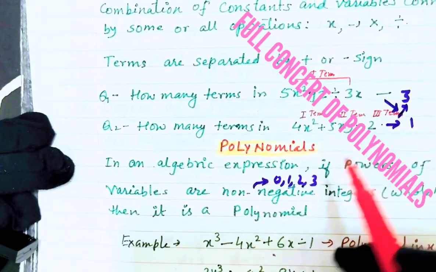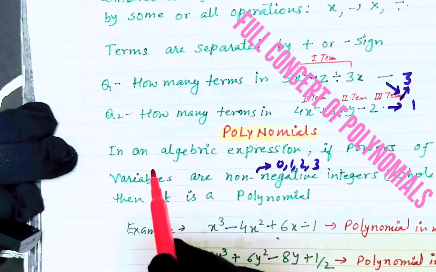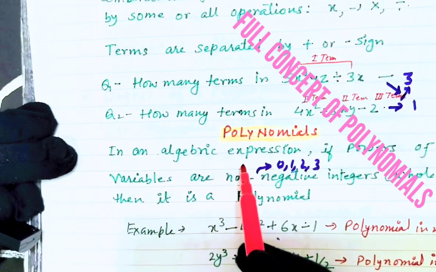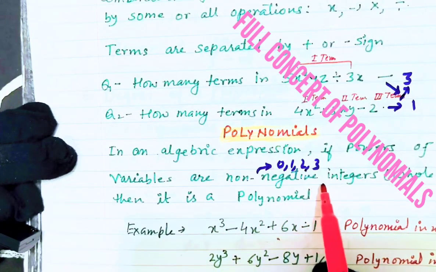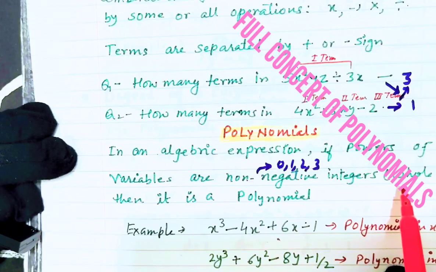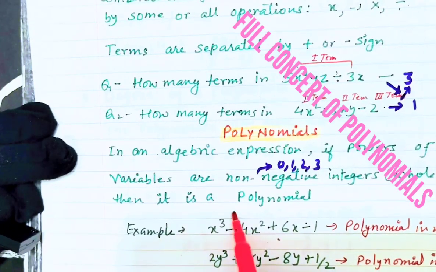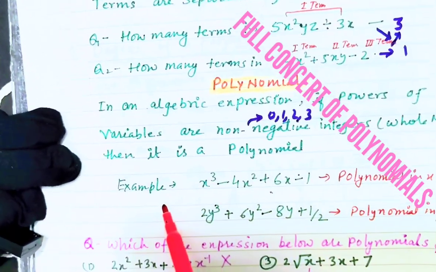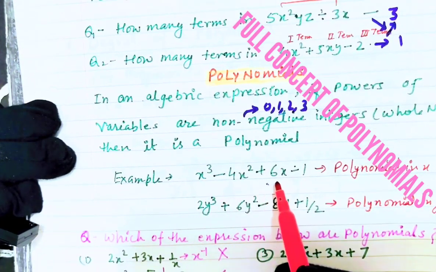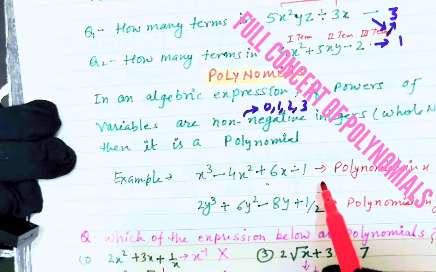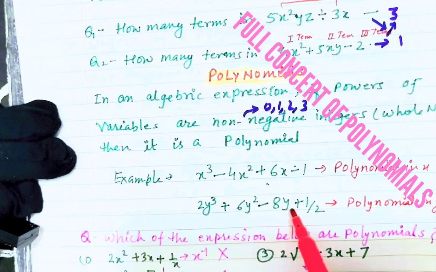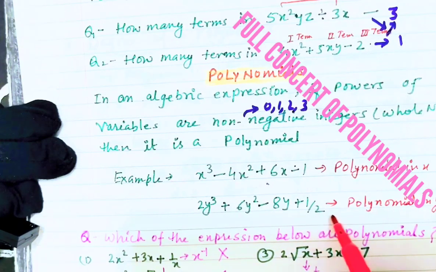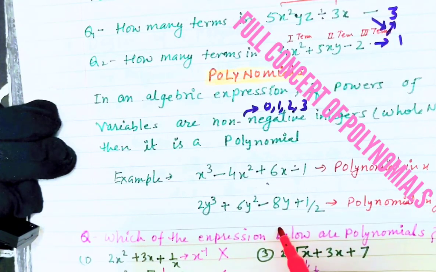Okay guys, now what is a polynomial? You have studied that in an algebraic expression, if the powers of the variables are non-negative integers, or we can say whole numbers, then it is a polynomial. For example, x cube minus 4x square plus 6x minus 1 is a polynomial in x, meaning the variable is x. Another example, 2y cube plus 6y square minus 8y plus 1 by 2. It is a polynomial in y.